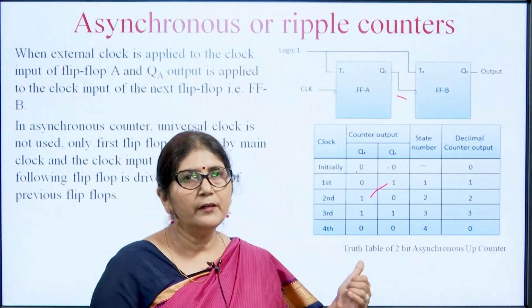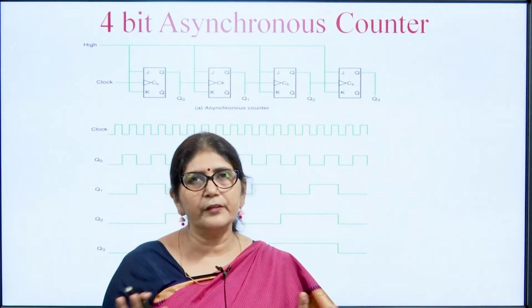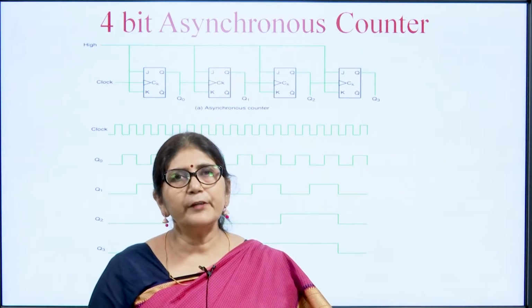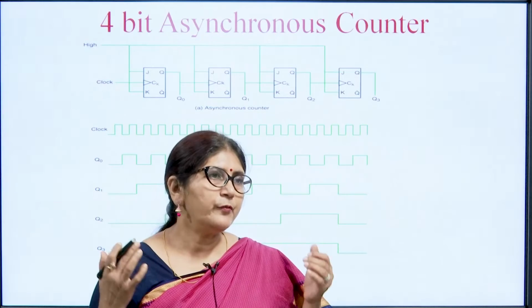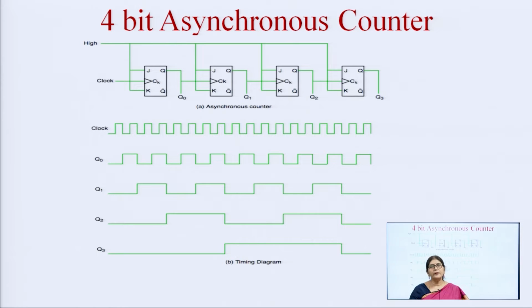In this way it will count the number of pulses. This is a 4-bit synchronous counter. We can see these counters are also used for the frequency divider circuit, for example in a frequency counter or frequency measurement instrument. Suppose we generate a very high frequency using a crystal oscillator and we want to give it to different ranges. For this, we can use a synchronous or asynchronous counter to divide the number of pulses.